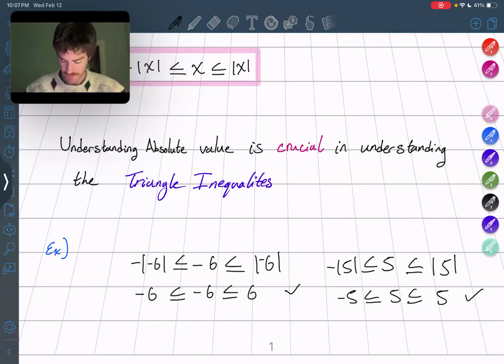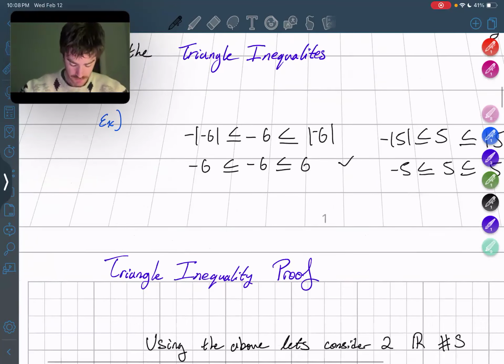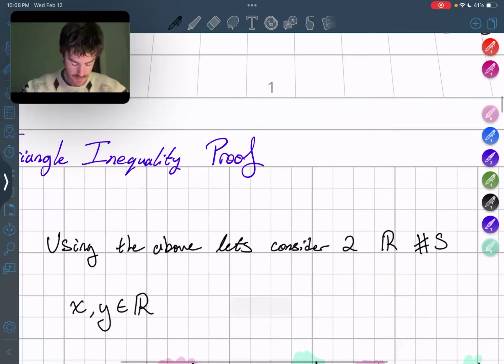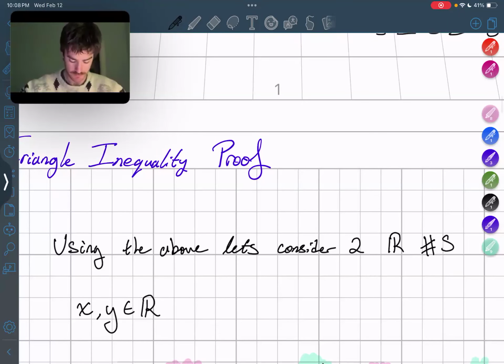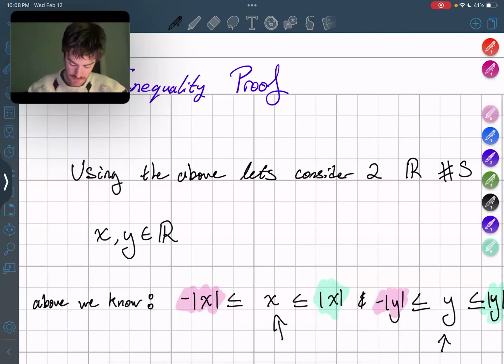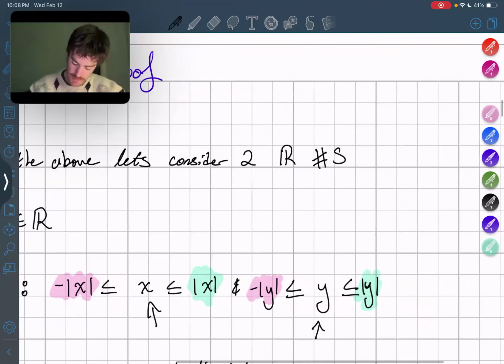All right. Now that I feel like we all have a pretty decent understanding of absolute values, let's go on to the triangle inequality proof. Using what we learned above, let's consider two real numbers, x and y. And so we know that the negative absolute value of x is less than or equal to x, and x is less than or equal to the absolute value of x. Similarly, negative absolute value of y is less than or equal to y, which is less than or equal to the absolute value of y.